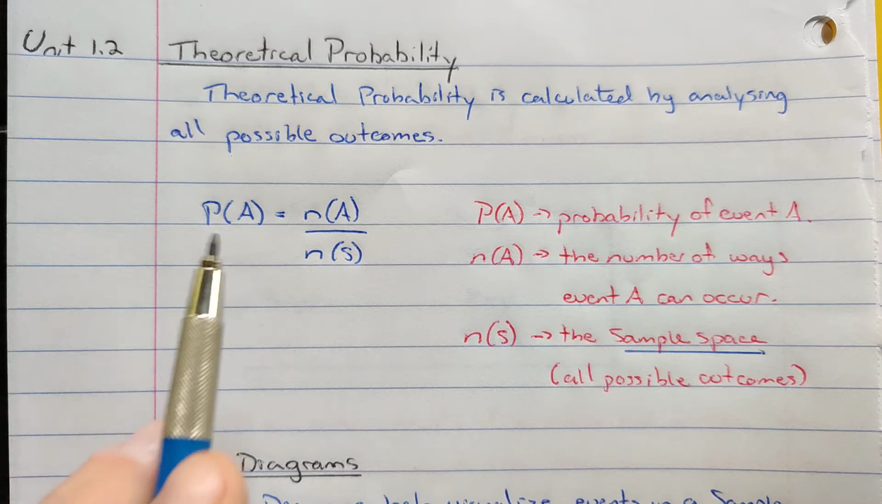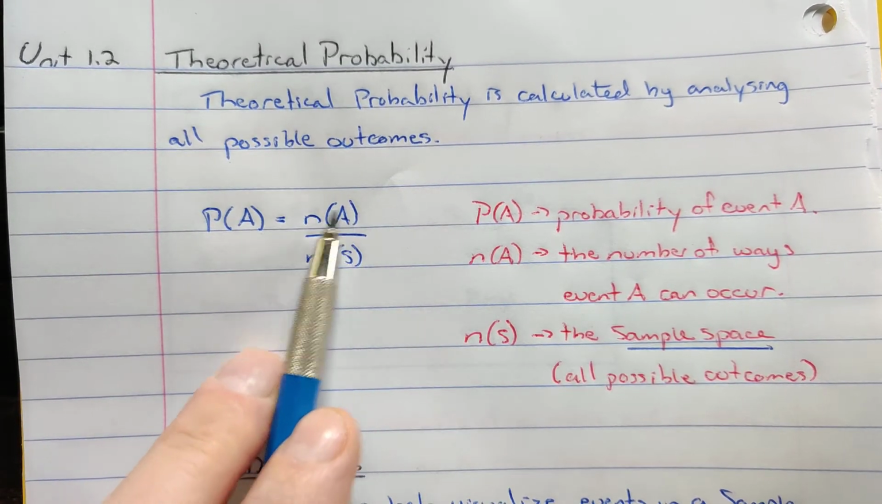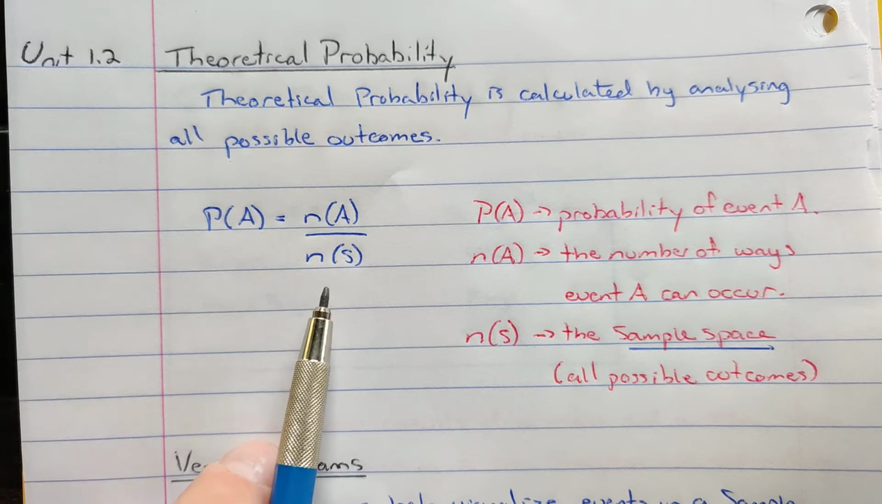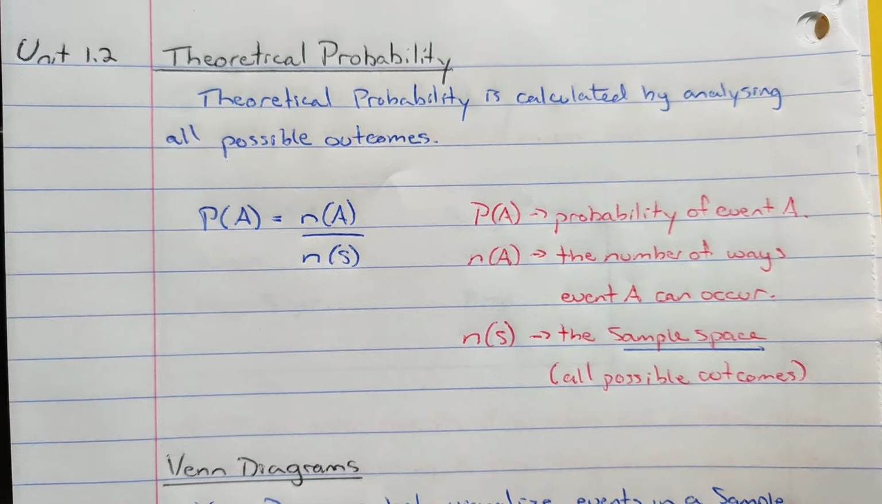The probability of an event happening is the number of times or the number of ways that event can occur divided by the sample space, which is made up of all the possible outcomes. So all the outcomes that are possible is known as a sample space.